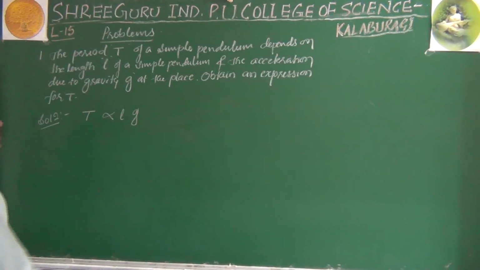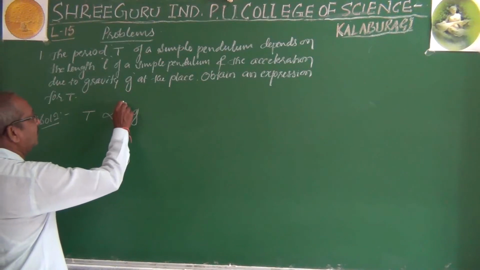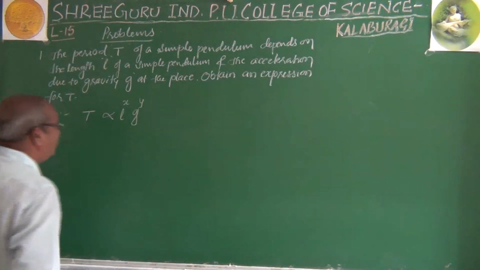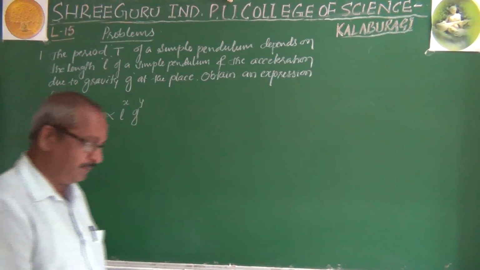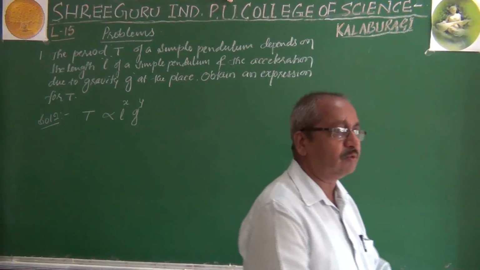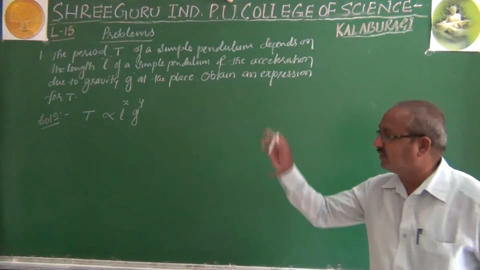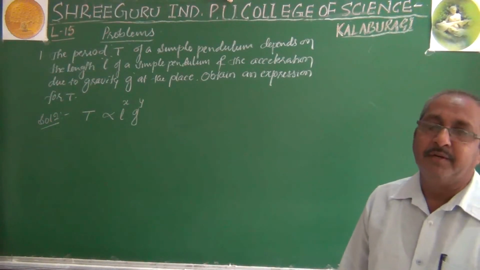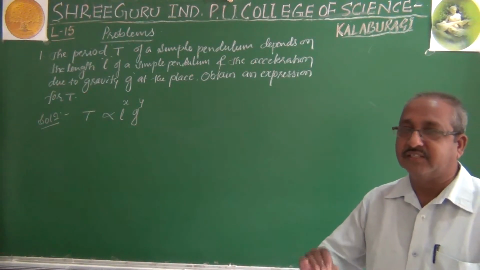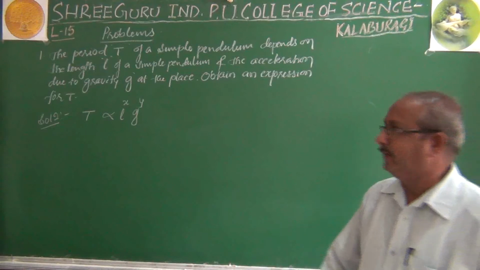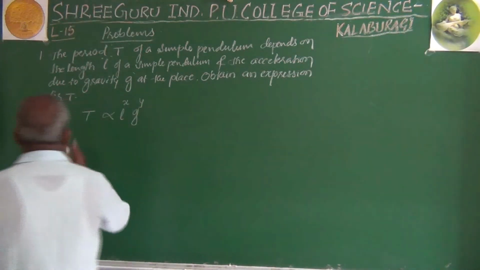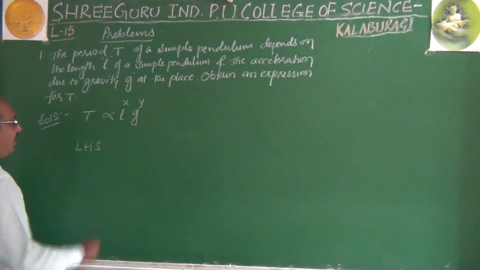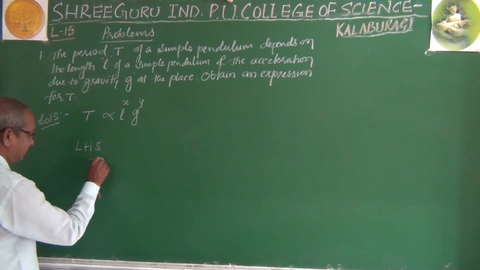For that purpose, we will take L to the power x, whereas g to the power y. Then we have to find out the x and y values. After getting the x and y values, we have to substitute them in that equation, and that will give the time period T of a simple pendulum, depending on length and acceleration due to gravity. In what way? So therefore here we will take the LHS, and in this LHS we have the time period T.